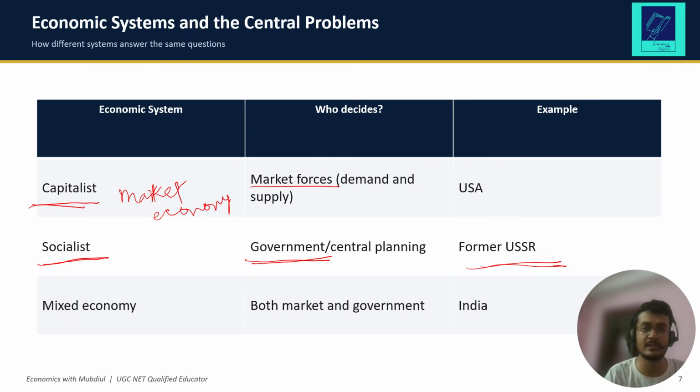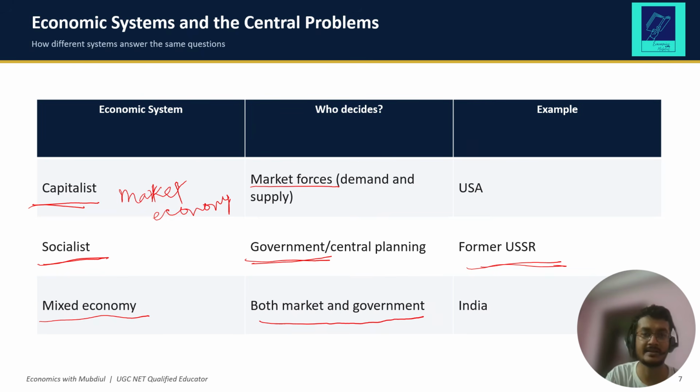Now, let's come to the system that is followed by India, the mixed economy. The word mixed gives us the clue. It combines elements of both capitalism and socialism. Private businesses are free to produce many goods. At the same time, government also plays an important role. It regulates the market, provides public services, supports welfare programs, and intervenes where necessary. Instead of choosing one system, India combines both.